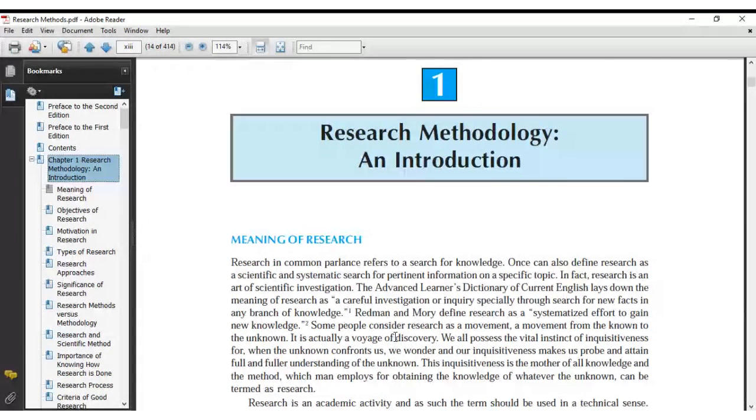So what we call research is basically the process of gathering data, analyzing data, preparing data, and presenting. That is basically what research is. It is a process of gathering data, analyzing, preparing, and presenting. That is what research is about.